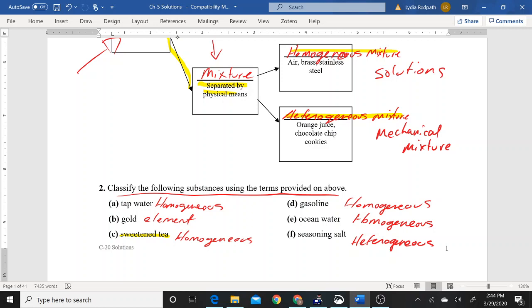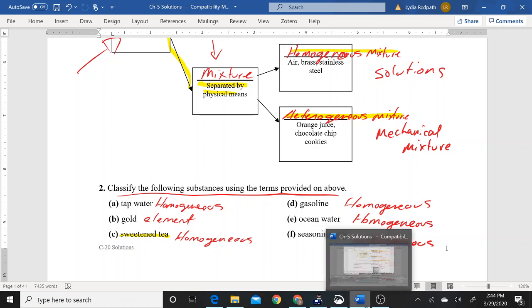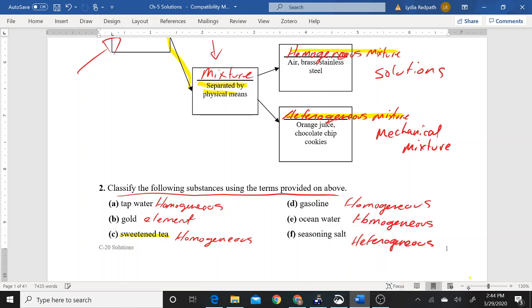But because it's actually octane and ethanol and a few other additives in there, it's a homogeneous mixture. Ocean water, assuming that it's just the water part, not any seaweed or little bugs or anything like that, would be a homogeneous mixture. And then seasoning salt, as opposed to regular salt, has all the little spices and stuff built in. So seasoning salt is a heterogeneous mixture.